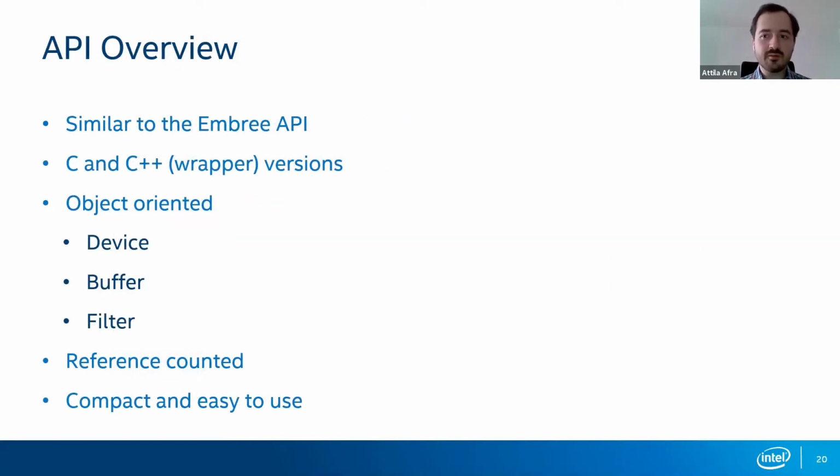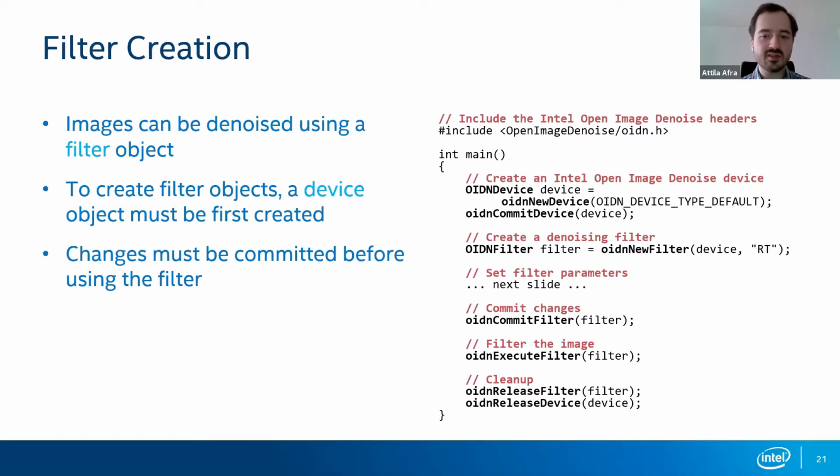I will just give a quick overview of the API. The API is quite similar to the Embree API in design and philosophy. It has C and C++ versions as well, so it has a C++ wrapper included too. The API is object-oriented, and there are basically only three objects available in the API. There's a device object, similar to Embree, a buffer object, and a filter object. These are all reference counted, and this means that the library is quite compact and should be quite easy to use. So let's see a quick example of how this works.